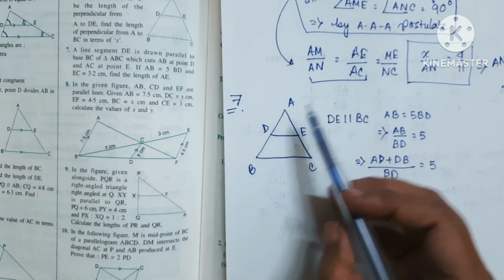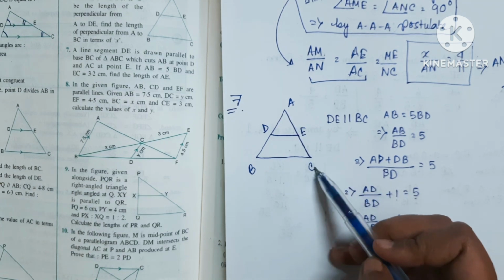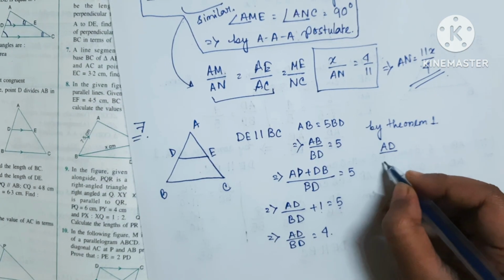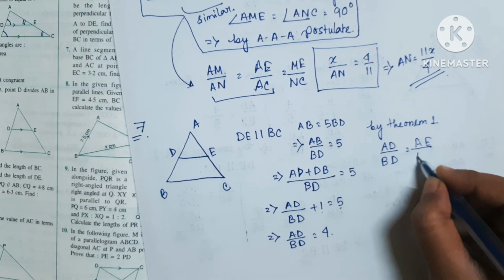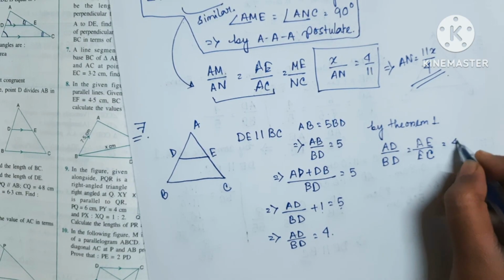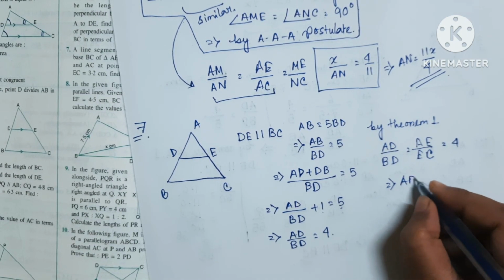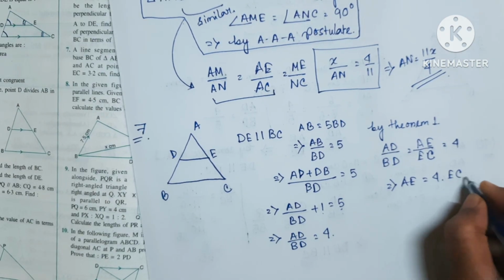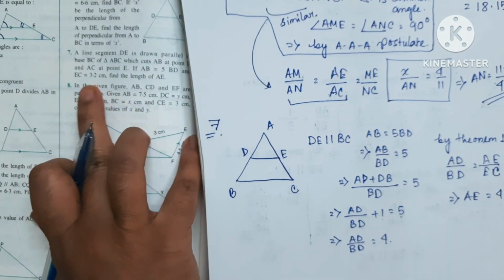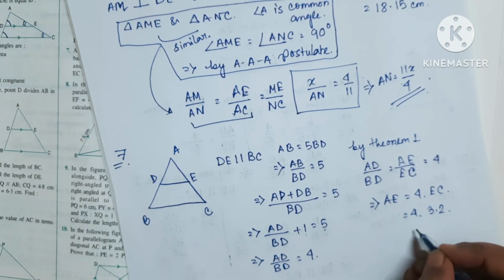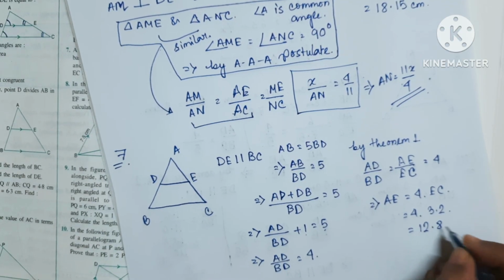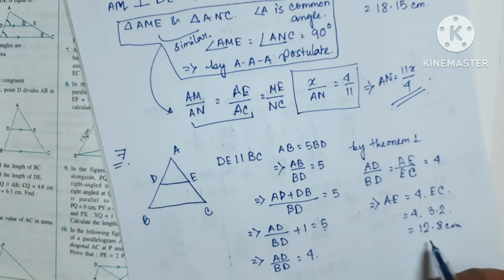Now, by theorem 1, AD by BD is equal to AE by EC, which is equal to 4. So AE equals 4 into EC. Now see, EC is given to you. EC is 3.2. So 4 into 3.2 will be 12.8 centimeter. So AE equals 12.8 centimeter.